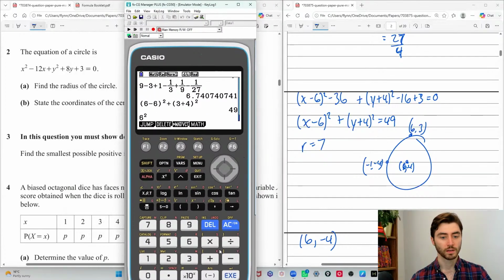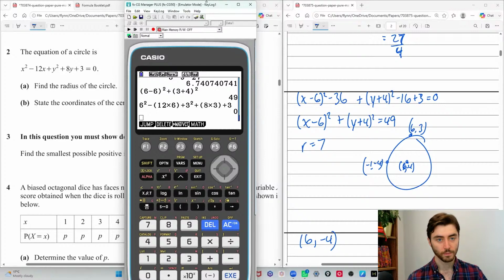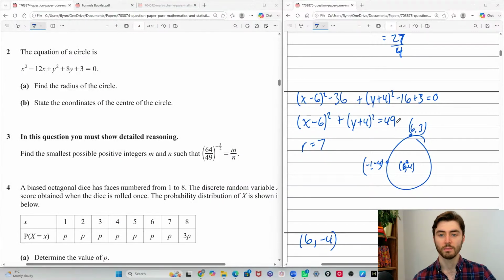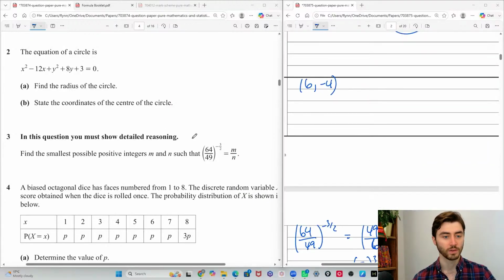6 squared minus 12 times 6 plus 3 squared plus 8 times 3 plus 3 is a clean 0. So yes, that point lies on both of them. The radius is 7. The coordinates of the center are 6, minus 4. I feel good.